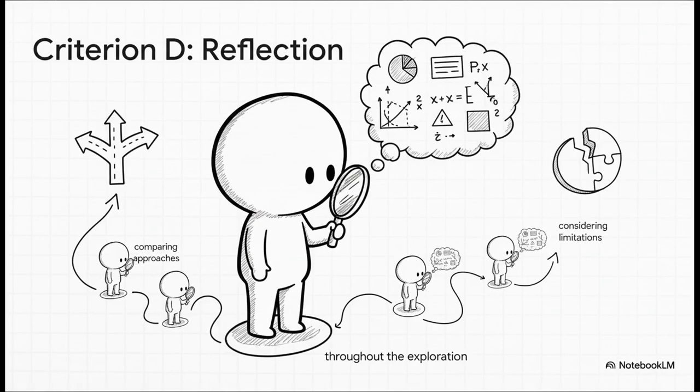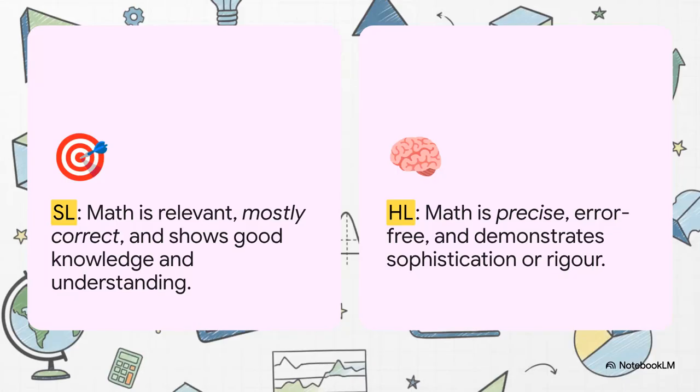Reflection is all about thinking about your thinking. And here's the secret. It shouldn't just be a little paragraph tacked on at the end. Real, meaningful reflection happens throughout the entire paper. You should be constantly asking yourself things like, why did I choose this method? Or, what are the limitations here? Or, so what do my results actually mean? And here we go, the big one, Criterion E.